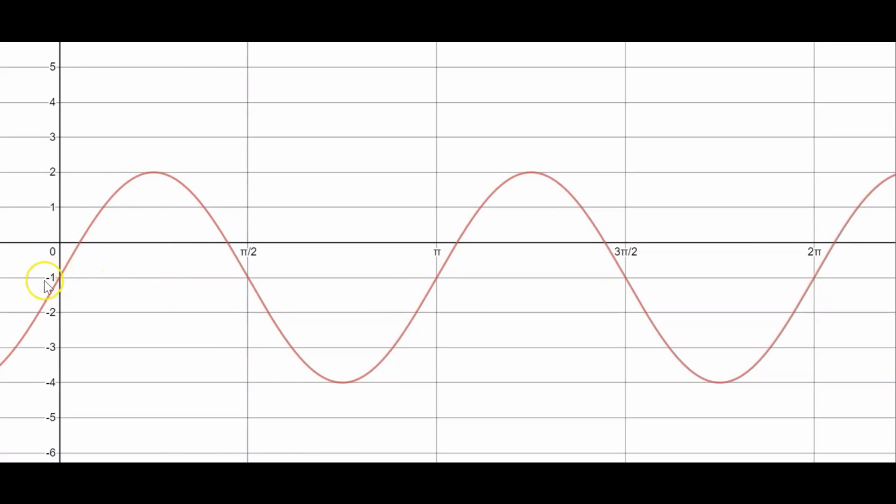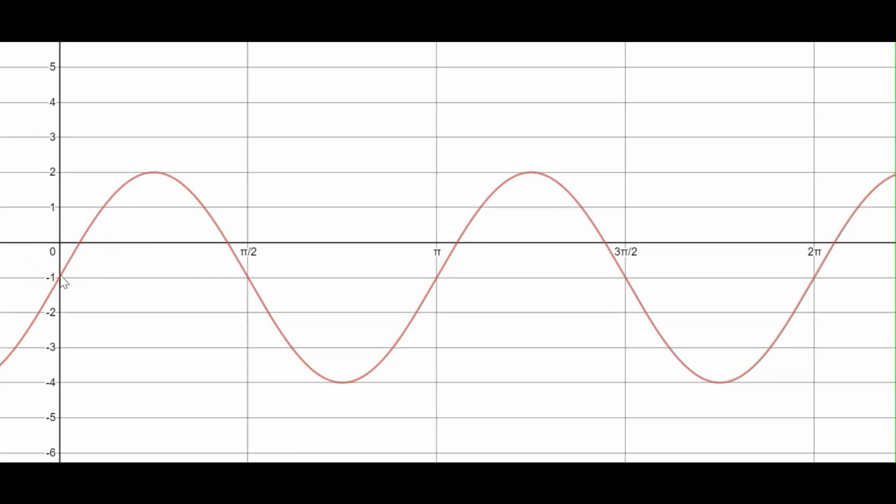Well, we know that this is the middle of the curve, but we could also find the middle of the curve over here. Here's a high point, here's a low point. This is halfway between. And you can see that the middle of the curve is at -1. Therefore, it's 1 unit down from the x-axis. Therefore, this is going to be sine of x minus 1, okay?